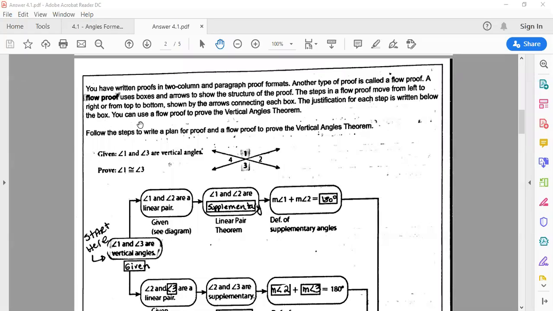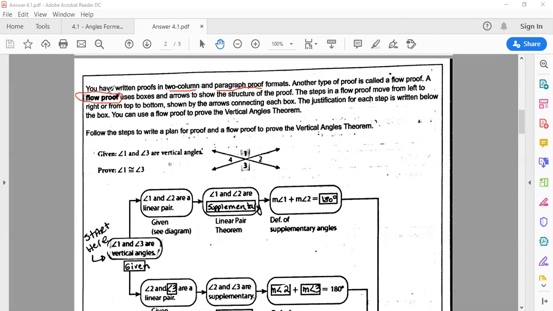All right, so let's take a look at this proof here. We've dealt with a couple of different types of proofs. We've talked about two-column proofs, and we also talked about paragraph proofs. So these are the two formats we've seen so far. Right now, we're going to talk about flow proof.